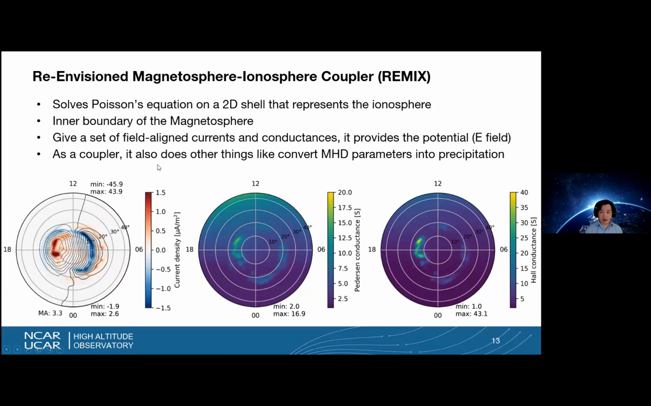And then as a coupler, it does other things as well. It converts all of your MHD parameters. MHD stands for magnetohydrodynamics. It converts your MHD parameters into precipitation. It can do calculations for Poynting flux. It does some fancy things, such as trace your magnetic field line, so you know where you're connected to the solar wind and where it's closed. It does a lot of fancy things. So Remix is this simple model that does a lot of things.